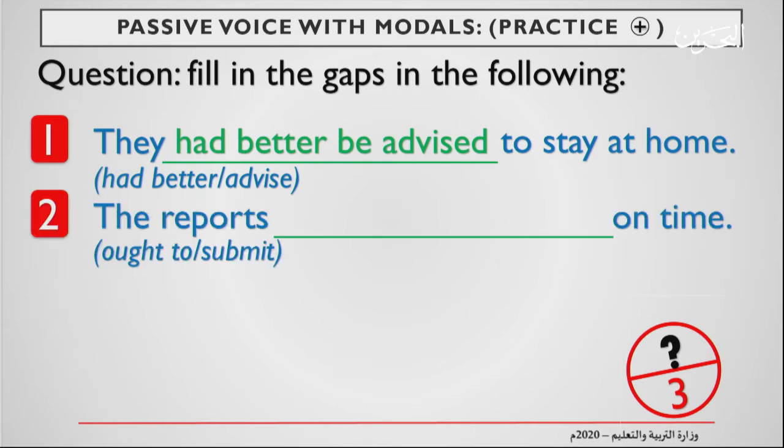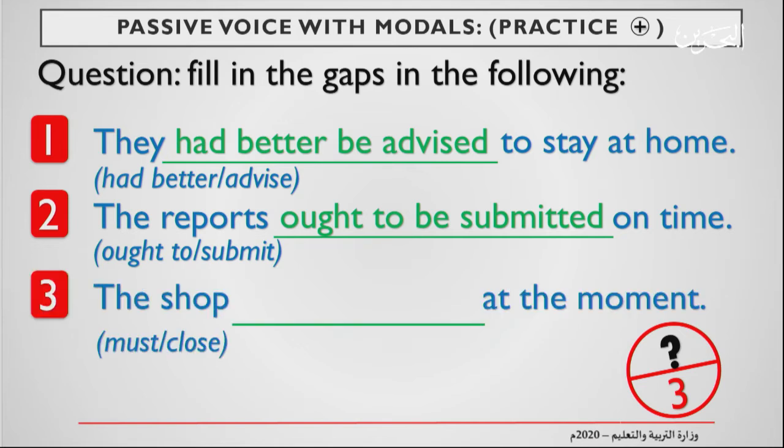2. The reports, gap, on time, full stop. You have to use ought to as a modal, submit as a verb. You have 5 seconds. Now let's check the answer. The answer is ought to be submitted. Ought to as a modal, be stays still, and then submitted, past participle. If you're correct, give yourself a mark.